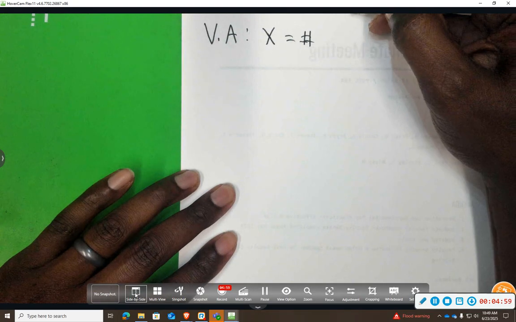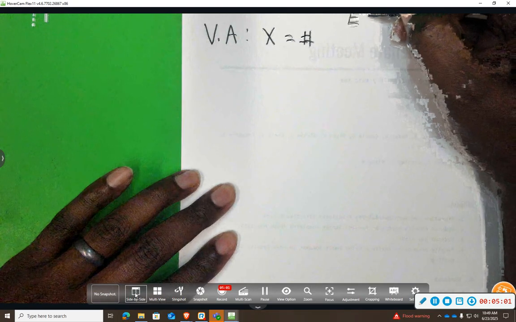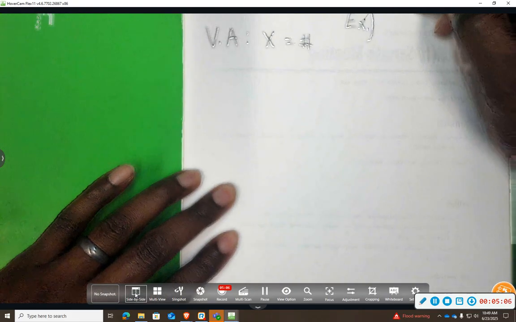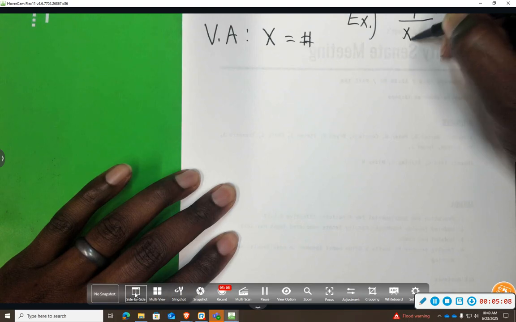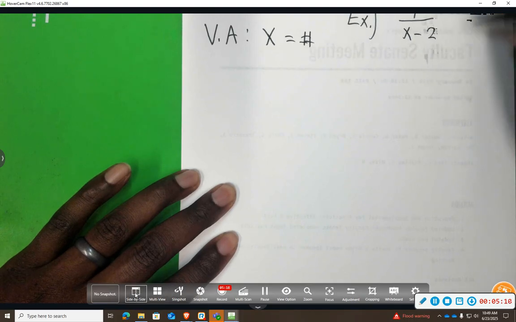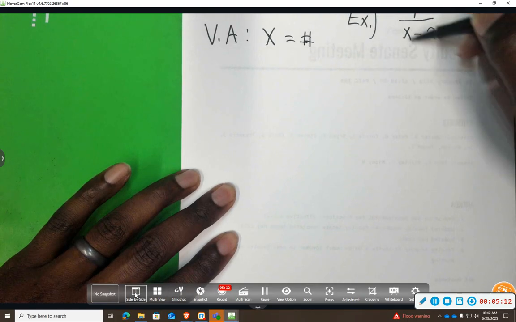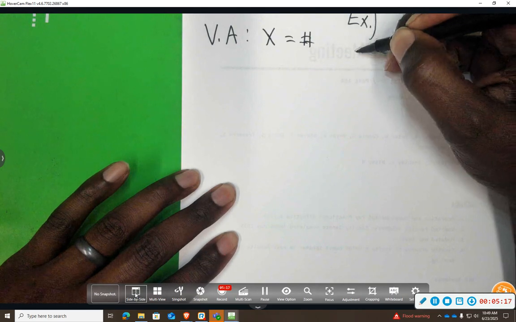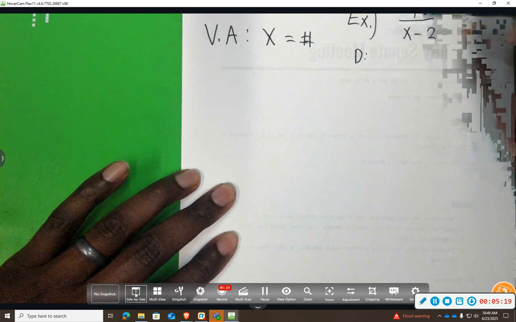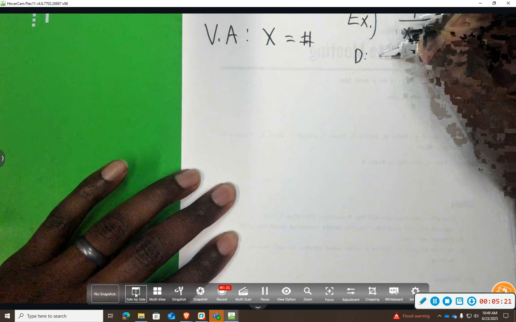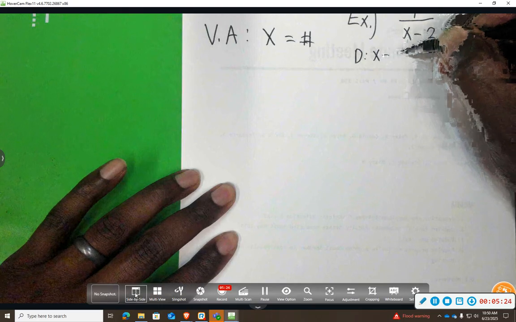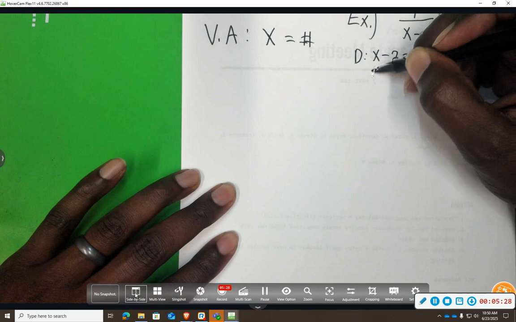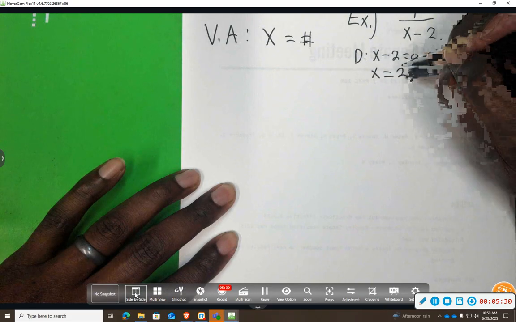And that is, for an example, let's say we had 1 over x minus 2. In order to figure out what this number is, we take the bottom and find out what makes it 0. So we will say, and that also tells you the domain. Okay, domain helps you with the vertical asymptote. We're going to say x minus 2 equals 0. If we add 2 to both sides, we get x equals 2.